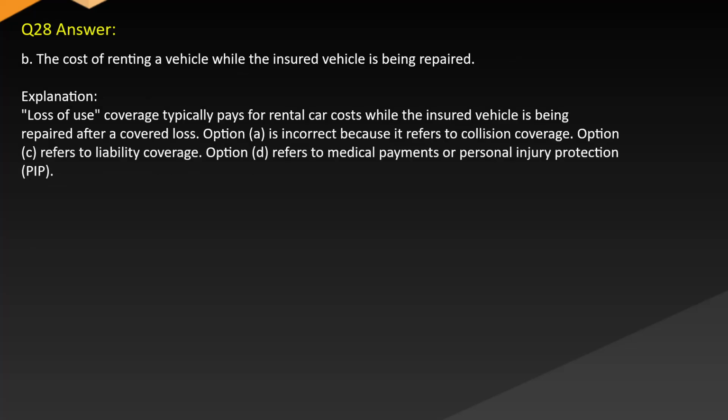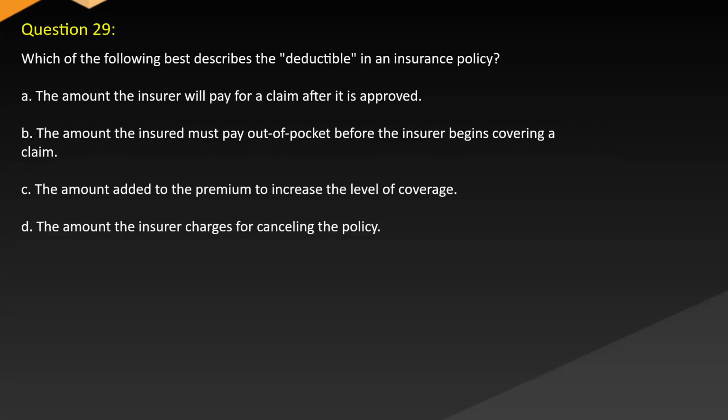Answer B. The cost of renting a vehicle while the insured vehicle is being repaired. Explanation. Loss of use coverage typically pays for rental car costs while the insured vehicle is being repaired after a covered loss. Option A is incorrect because it refers to collision coverage. Option C refers to liability coverage. Option D refers to medical payments or personal injury protection (PIP). Question 29. Which of the following best describes the deductible in an insurance policy?